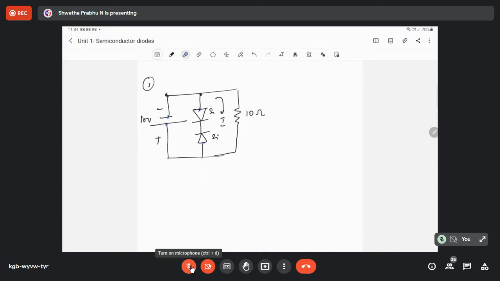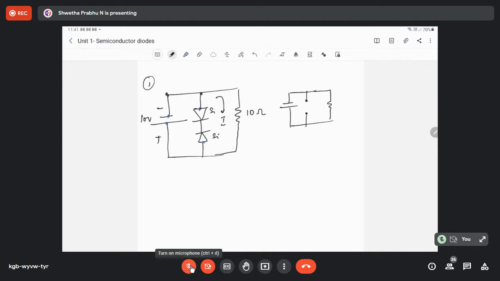Since these two are reverse biased, I can show this as an open switch. When you write the equivalent circuit, this is an open switch, and here you have a 10 ohm resistor, and a battery of 10 volts, negative, positive. Now we have to find the current flowing through the circuit. This is minus 10 volts divided by 10 ohms, and you'll get minus 1 ampere.